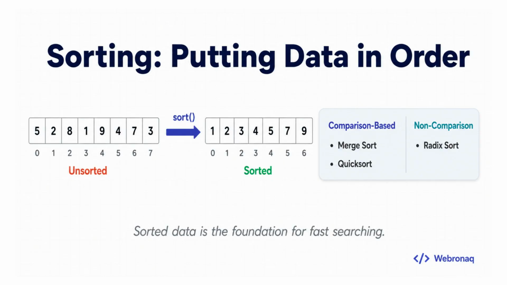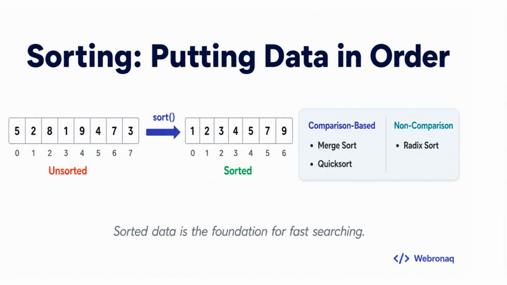Here is the key insight that runs through this entire video. Sorted data is the foundation for fast searching. You cannot run an efficient search on chaos. Next, let's look at the three specific sorting algorithms you will encounter most.